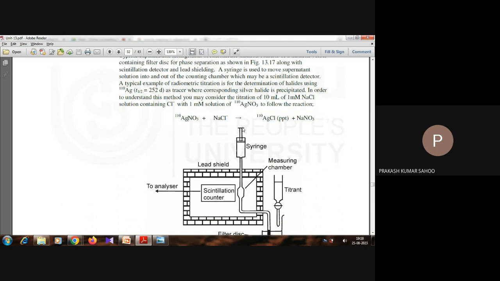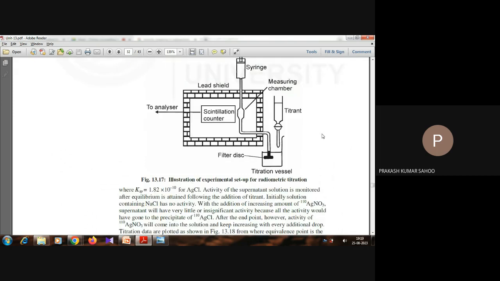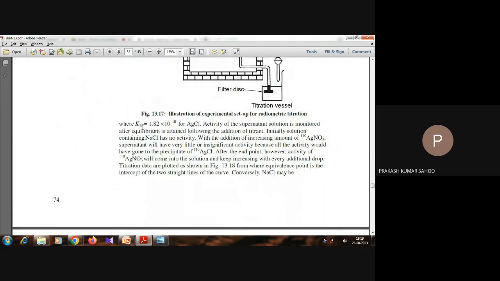So a syringe is used, and a typical example is radiometric titration of halide using silver-110 with T half of 252 days. The tracer-corresponding silver halide is precipitated. To understand the method, you may consider the titration of 10 milliliter of 1 millimolar NaCl solution containing chloride with 1 millimolar solution of silver nitrate. So this is the reaction, and this is the solubility product value.